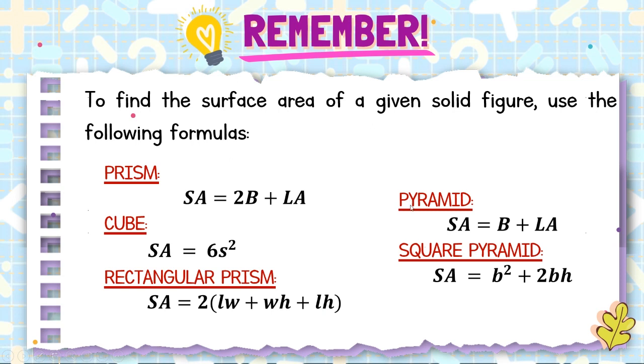And then we have the pyramid. We have different kinds of pyramids. So surface area is equal to the area of the base plus the lateral area. And specifically for the square pyramid, surface area is equal to base squared plus 2 times base times height.